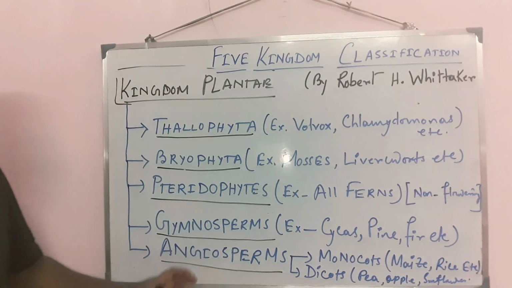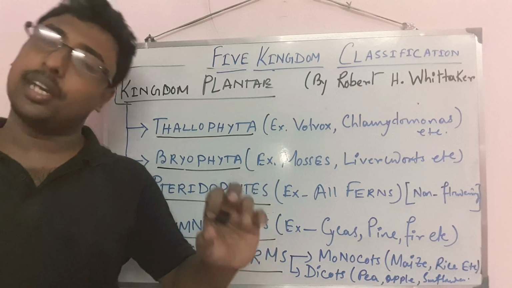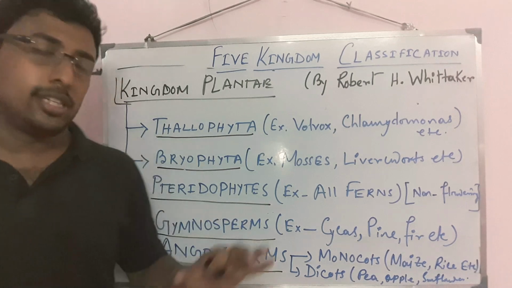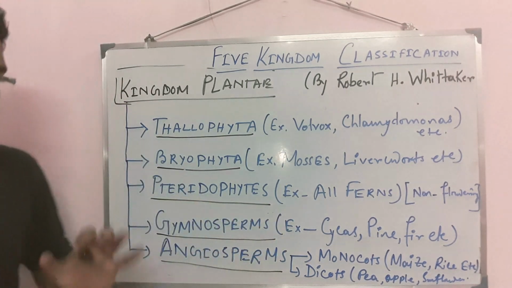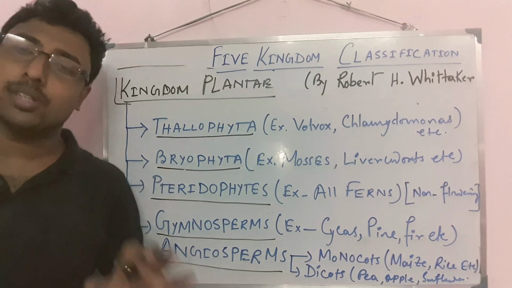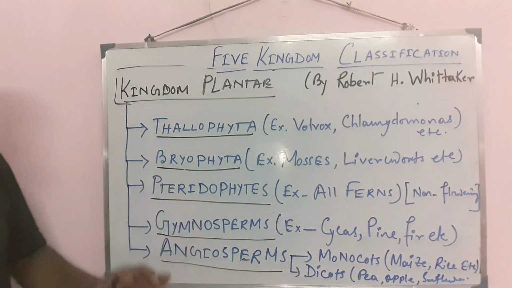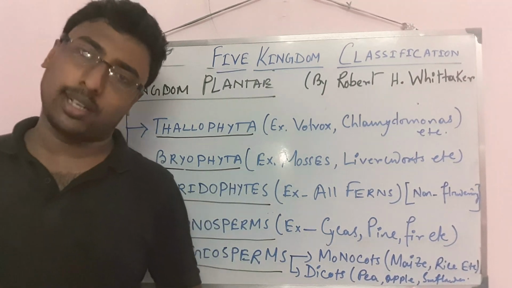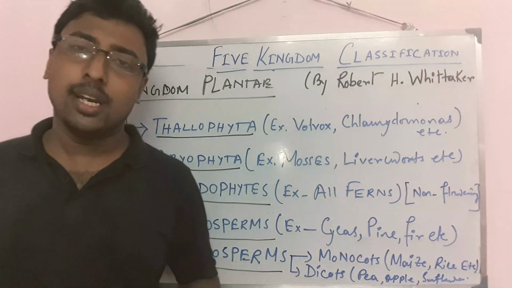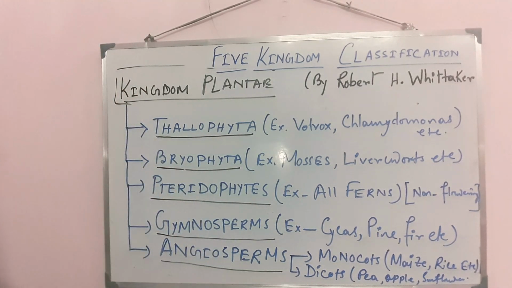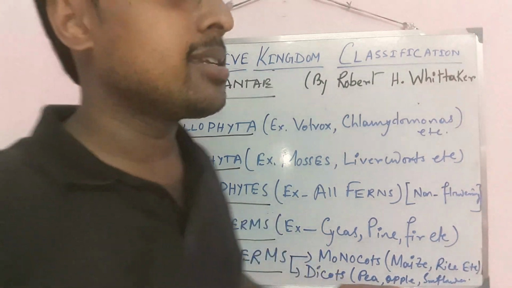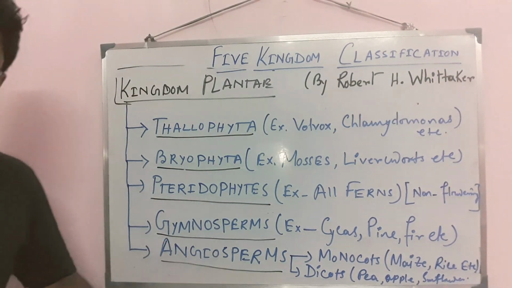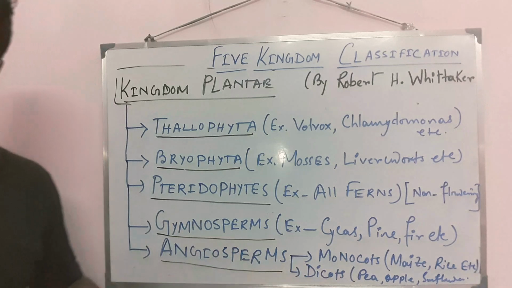In angiosperms, seeds are enclosed in fruits, just like in gymnosperms their seeds are not enclosed in fruits. In gymnosperms they have naked seeds, but in angiosperms the seeds are enclosed in fruits. Based on the structure of their seeds, in the seeds there is a structure known as cotyledon. If one cotyledon is present, it is known as monocotyledonous. If two cotyledons are present, it is known as dicotyledonous. So according to the structure of their seeds, angiosperms are divided into monocots and dicots.